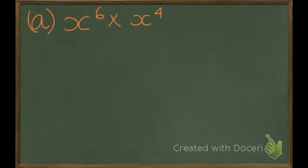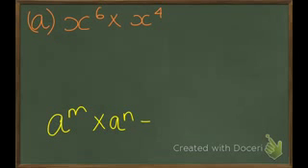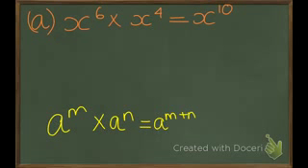Now, what you should identify is this relates to the law a to the power of m multiplied by a to the power of n is equal to a to the power of m plus n, where the bases a are the same. So therefore we can say that x to the power of 6 multiplied by x to the power of 4 is equal to x to the power of 6 plus 4, which is 10. So well done if you got that right.